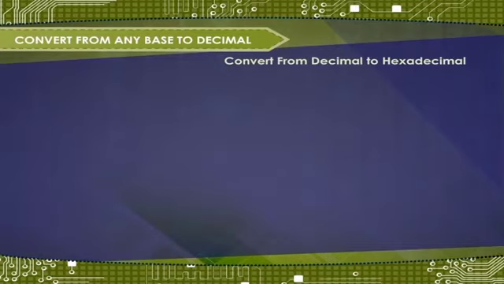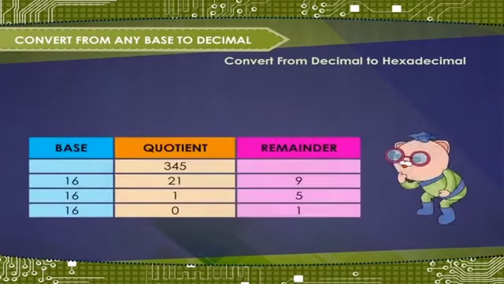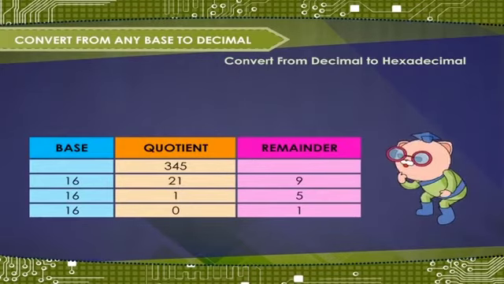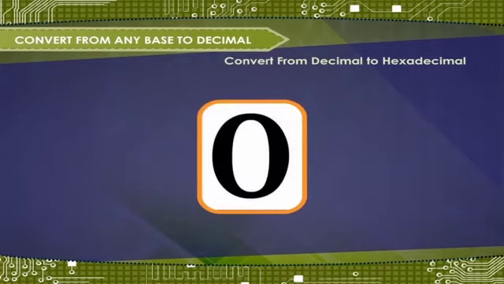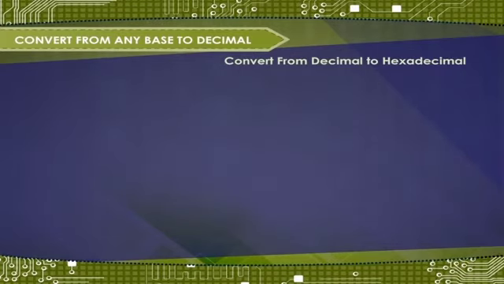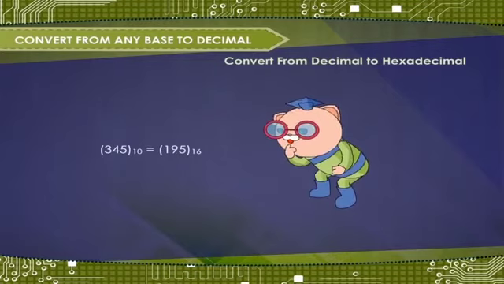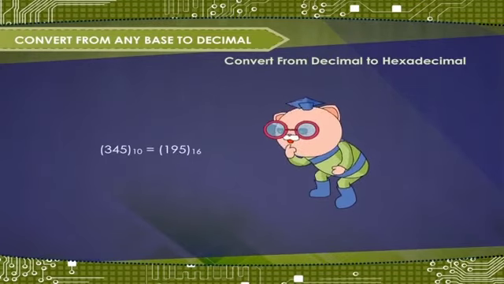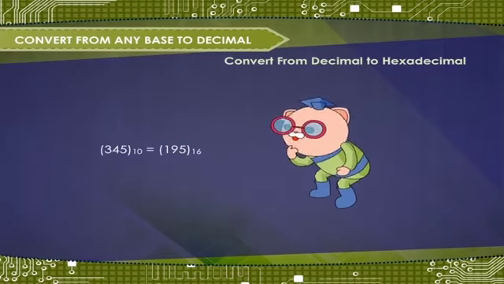Convert from decimal to hexadecimal. This time, express the same decimal number 345 in hexadecimal notation. Stop when the quotient is 0. Write the remainders in reverse order as shown above. So the answer is 345 base 10 is equal to 195 base 16.